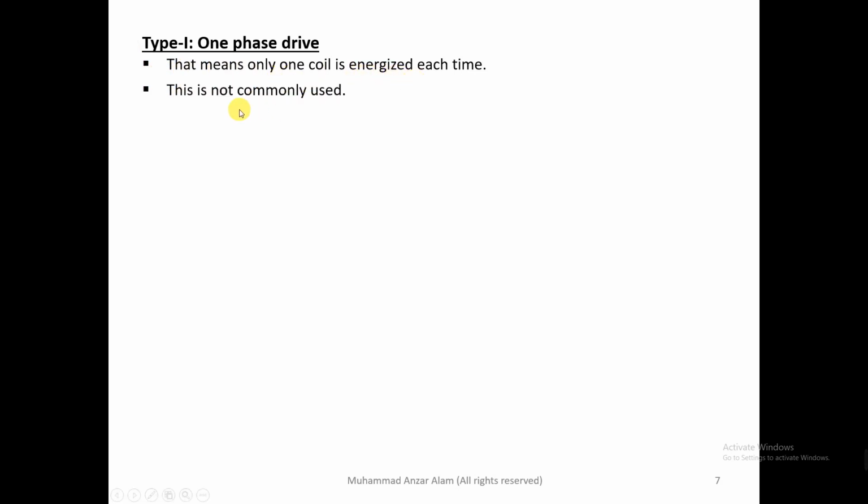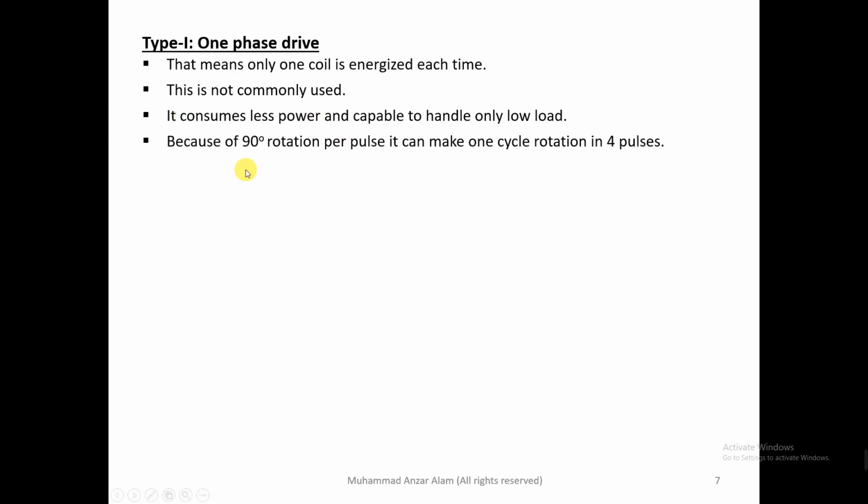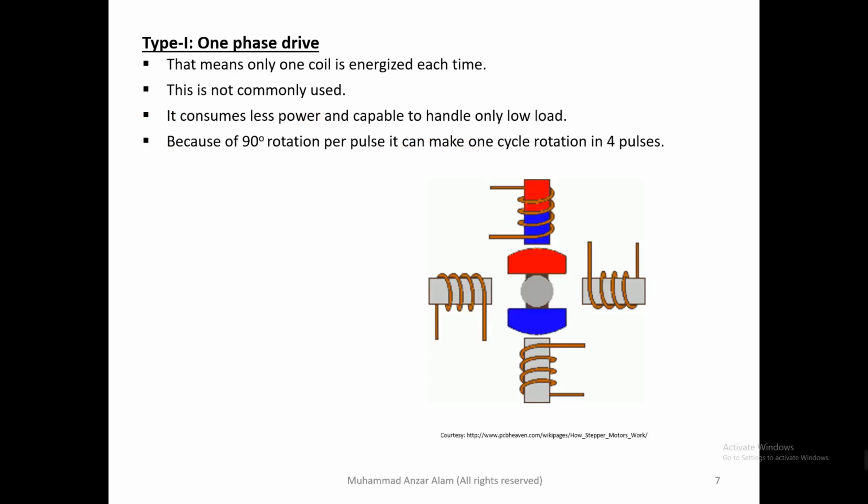You will see this is not commonly used. It consumes less power and is capable of handling only low load. Because only one coil is energized, it consumes less power, and of course, less power gives less load capacity. Because of 90-degree rotation per pulse, it can make one cycle rotation in 4 pulses. That's right. So this is the example, and we can see here the animation.